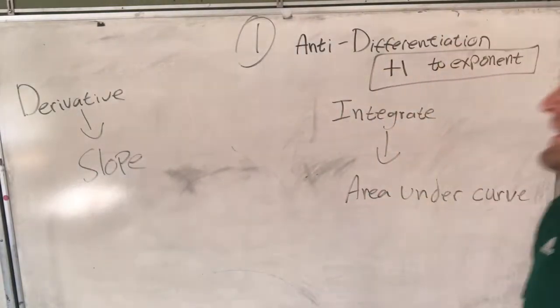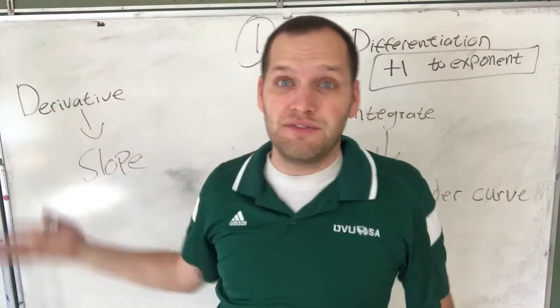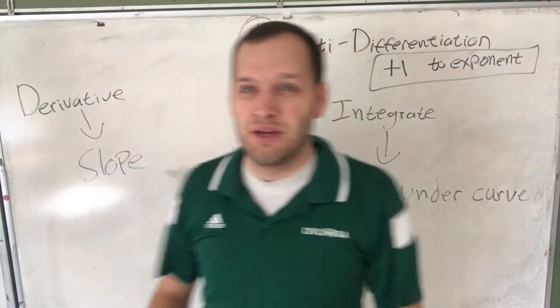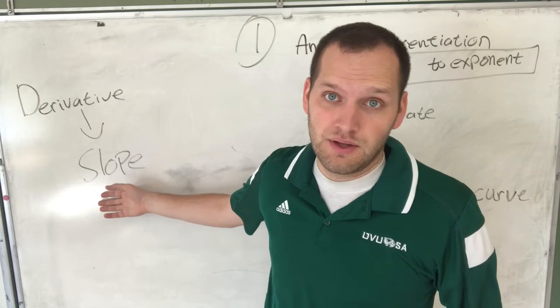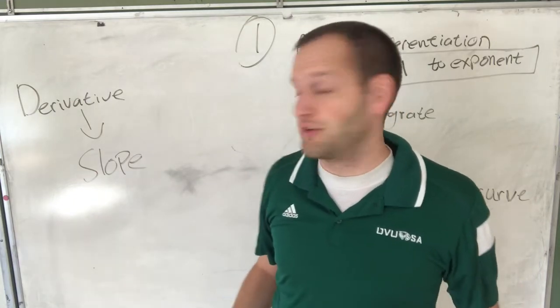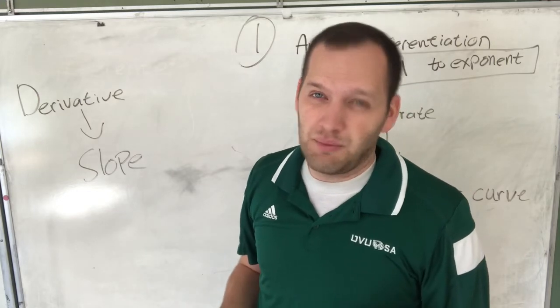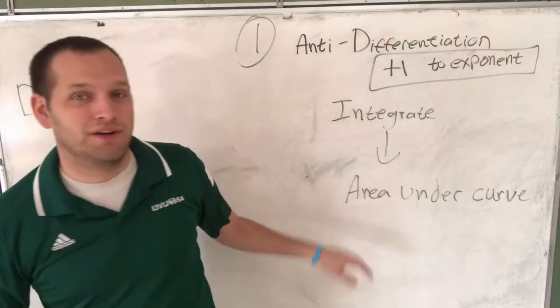Hey guys, so back to the beginning. What is the difference between taking a derivative and integrating, or anti-differentiation? With the derivative, you get the slope, all right? If you want to know what the slope is at any point on a curve, you take the derivative. But what happens when you go backwards? When you go backwards, it tells you the area under the curve.